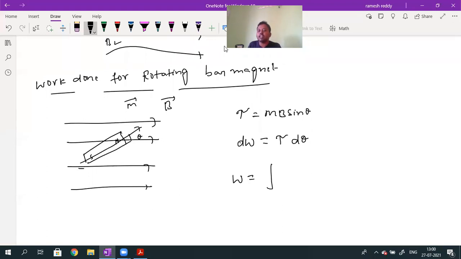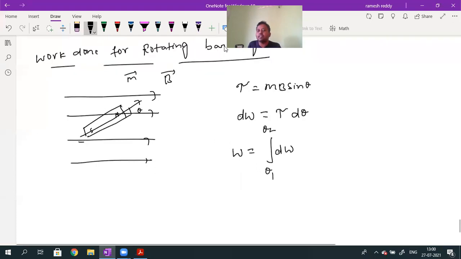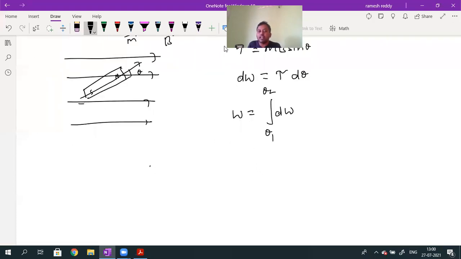W is the total work done. Total work done for what purpose? To rotate the bar magnet from the initial position θ1 to the final position θ2. Initially the bar magnet is making an angle θ1. If you want to rotate it to the final position θ2, what is the total work done? W is equal to the integration of dW. Then what is the total work done value I will get? The total work done will be given by the integration from θ1 to θ2.